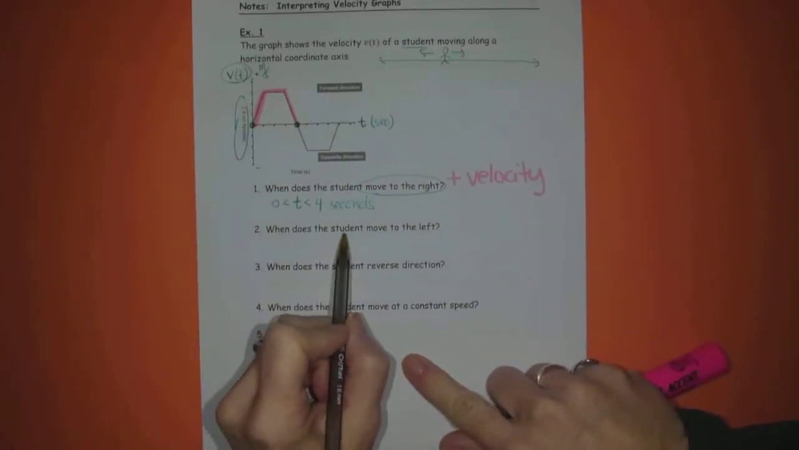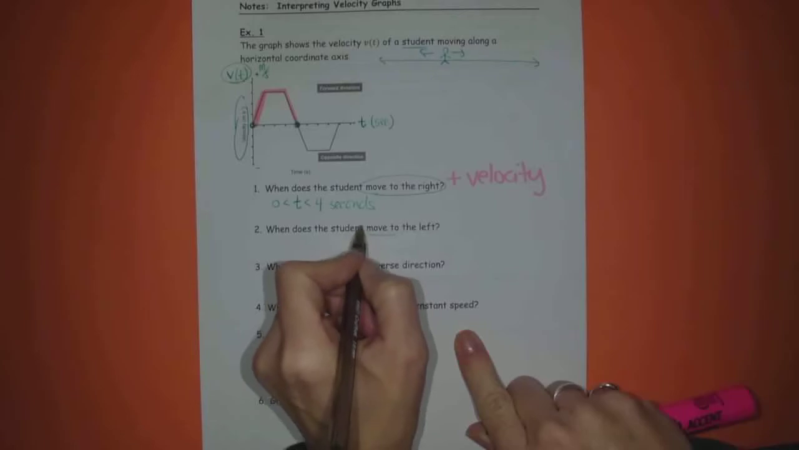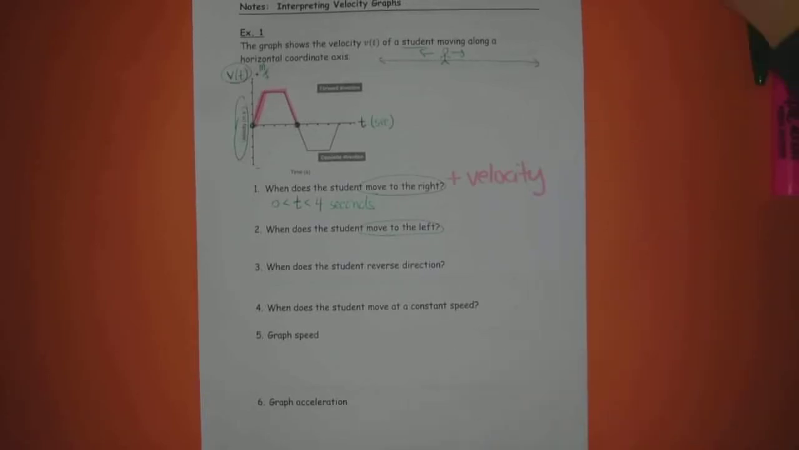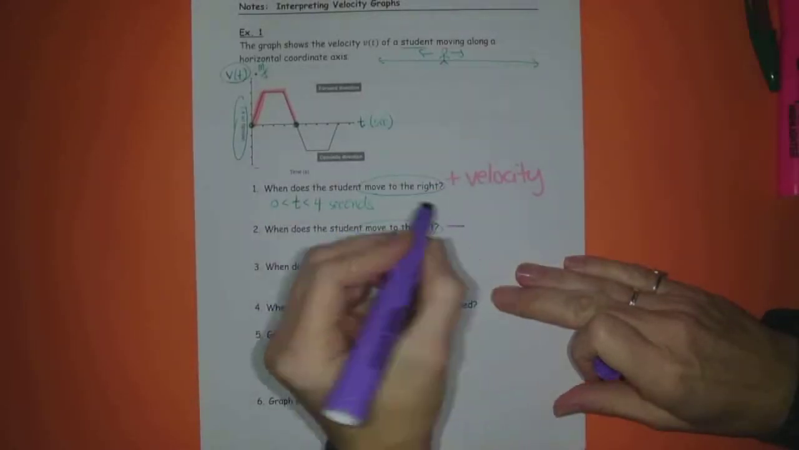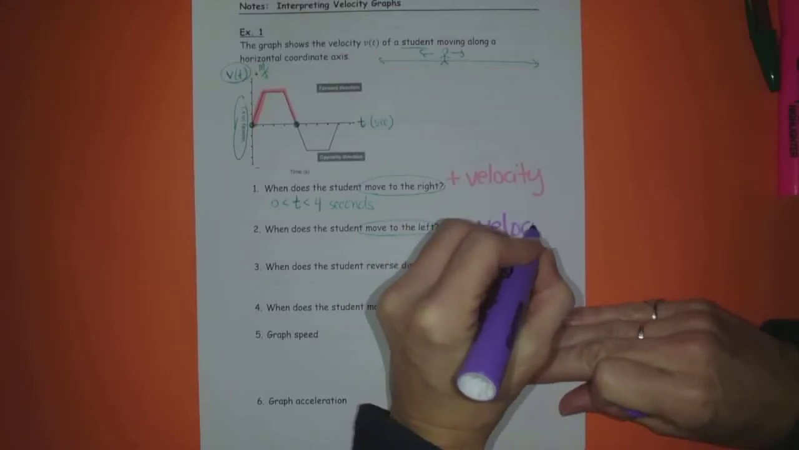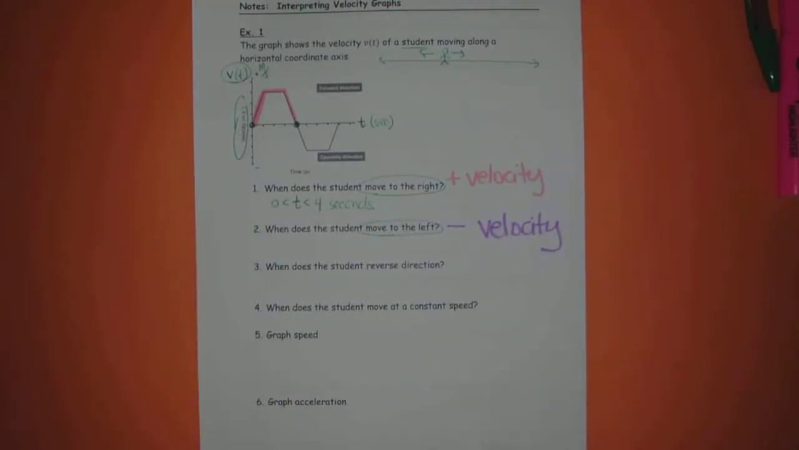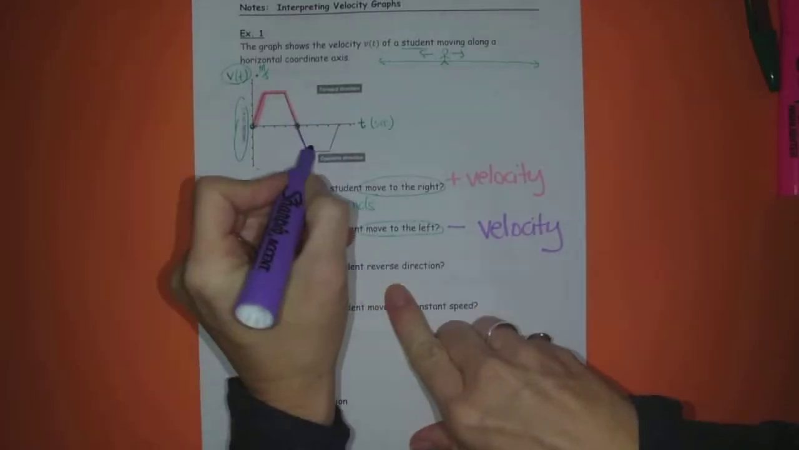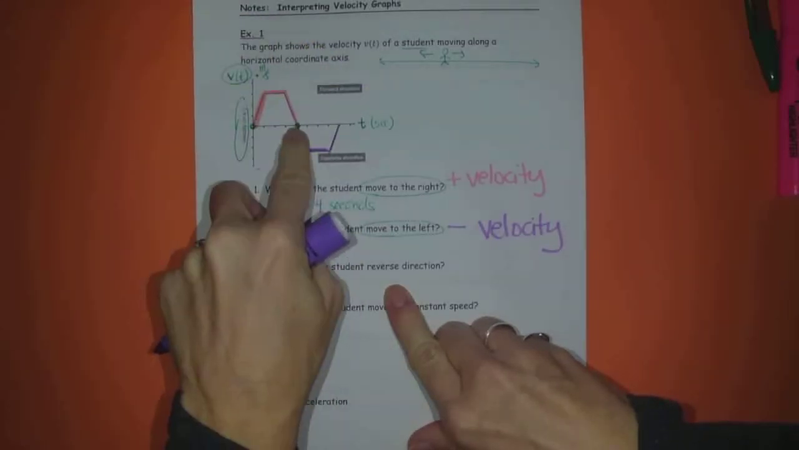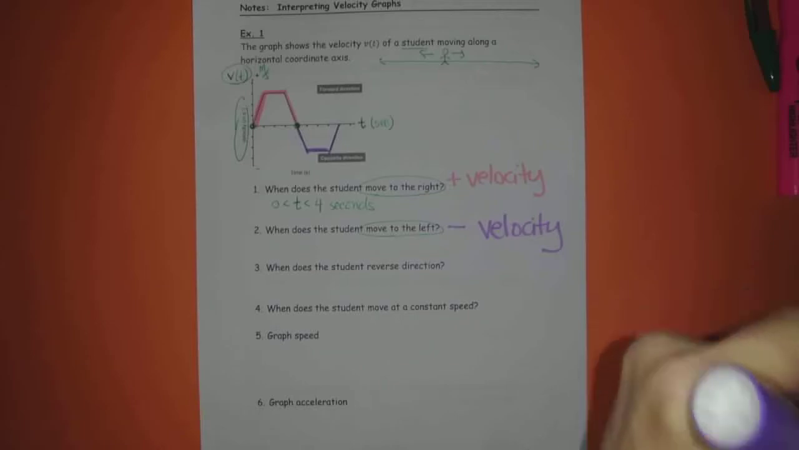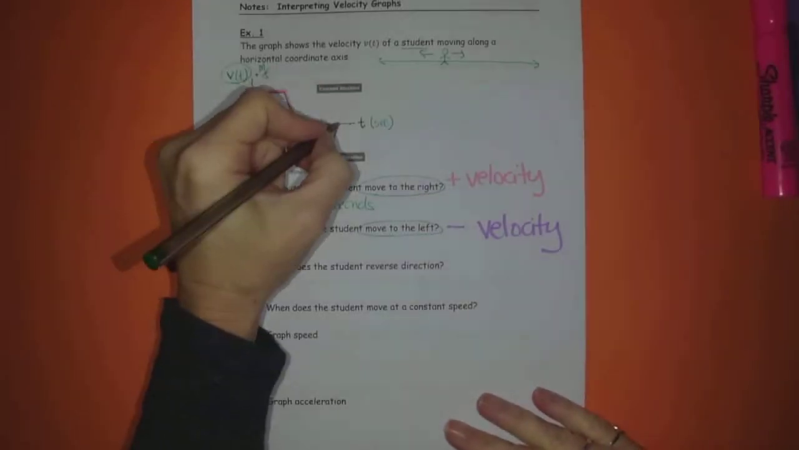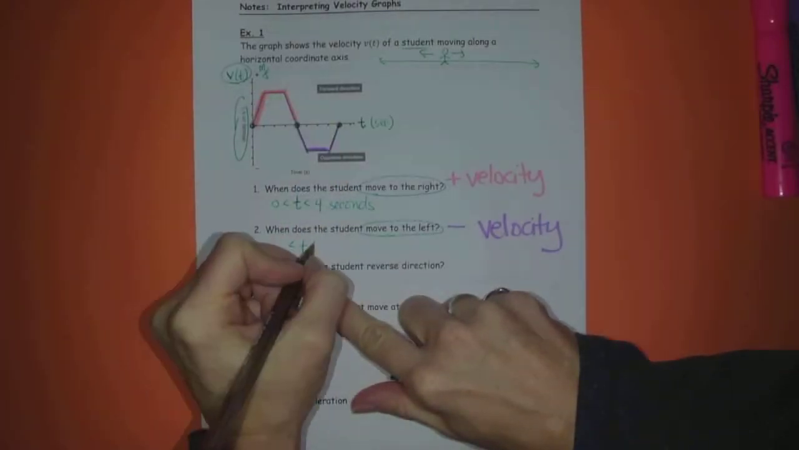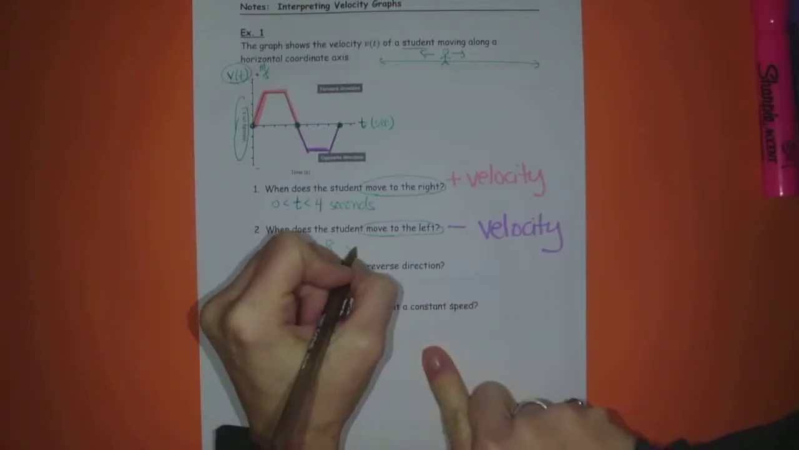Number 2, when does the student move to the left? Move to the left means negative velocity. So now we're looking for negative velocities. So where is their negative velocity? Negative y values. Well, you can see that that's going to be what's underneath the t-axis. So we're talking about from 4 over here, 4, 5, 6, 7, 8, from 4 to 8. But again, not including those endpoints, because on the endpoints, the velocity is 0 and there's no movement. So we'll say t between, but not including, 4 and 8 seconds.